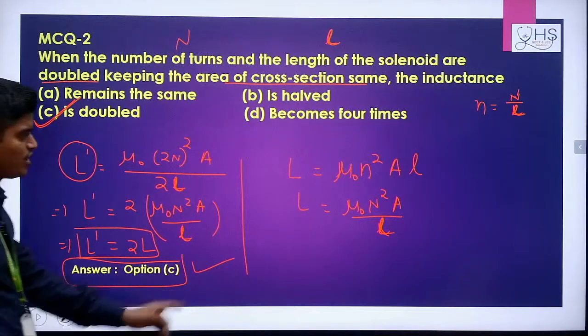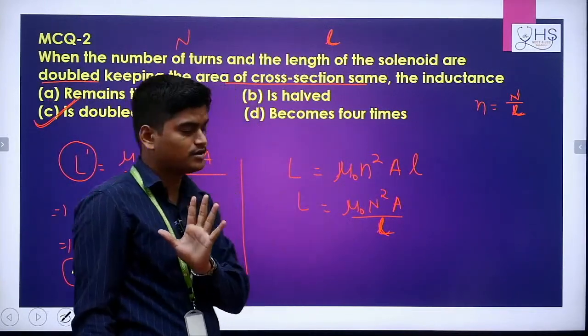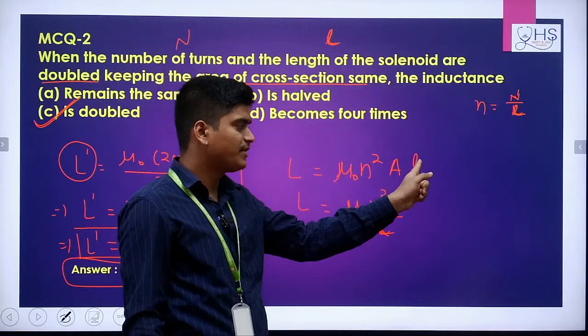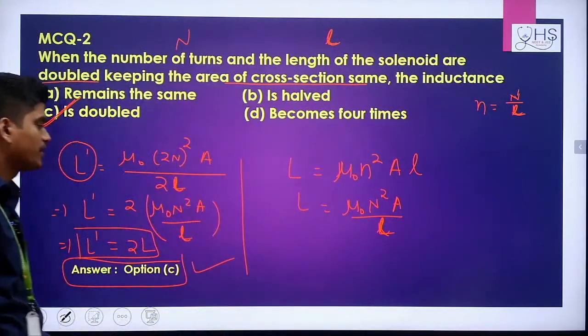So this is the formula actually. This small l is the length of the solenoid, capital L is the self inductance. Suppose they have given capital L, then you can change something, L prime, L1, like that we can take.